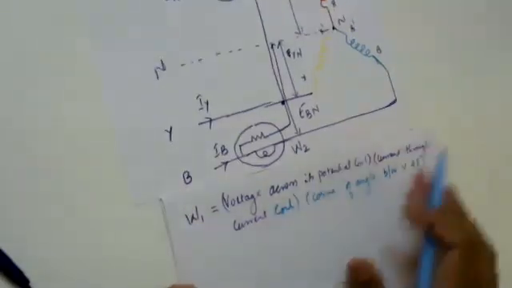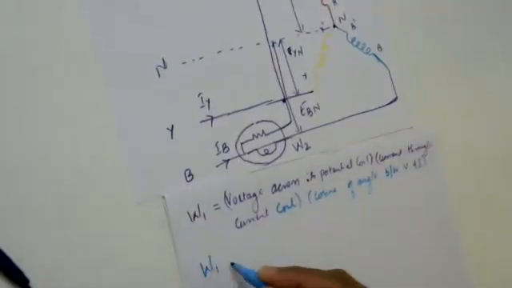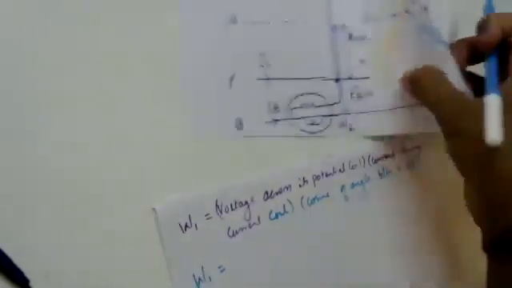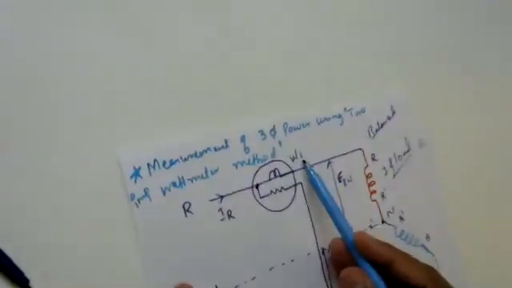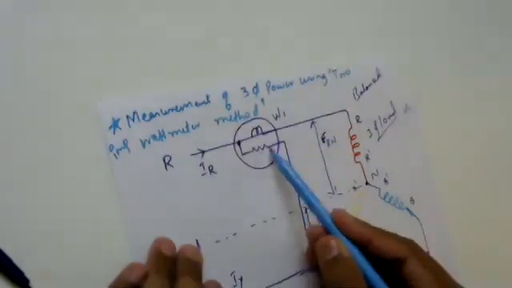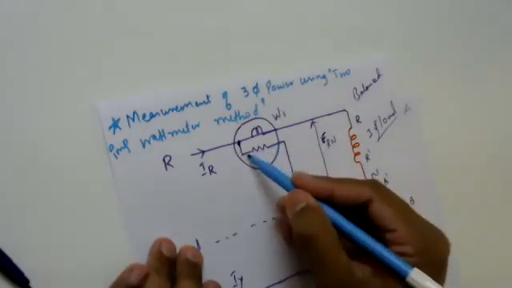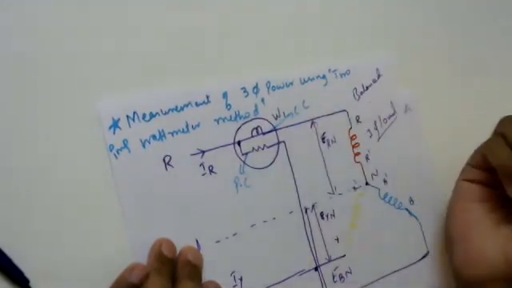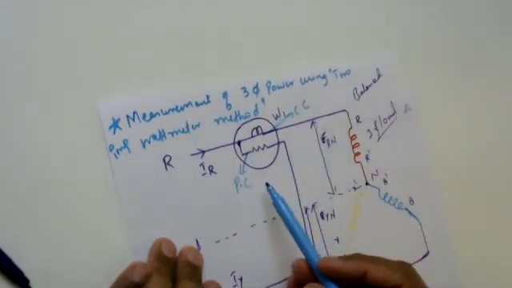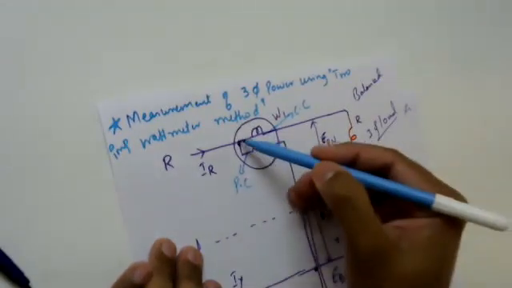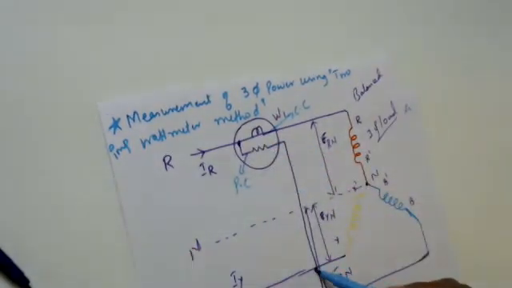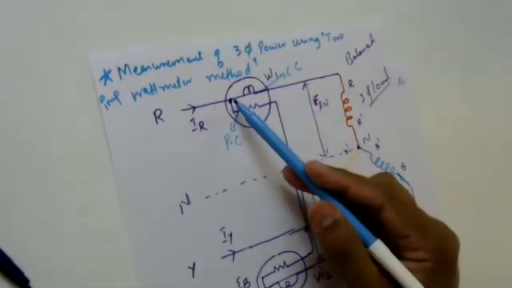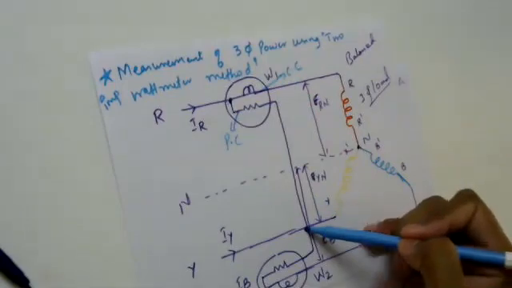Okay, so the same statement I can write in terms of an equation, saying that W1 is equal to, now you see here, where is the potential coil of your first wattmeter? This is your potential coil, and this is your current coil, right? The potential coil is connected between the R phase and the Y phase, right? So the potential coil of your wattmeter 1 is across R phase and the Y phase.